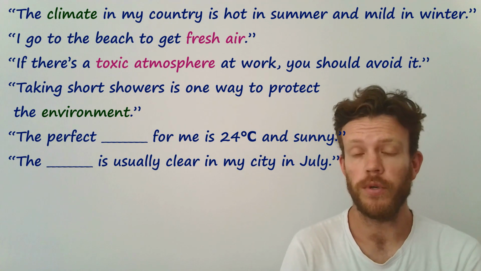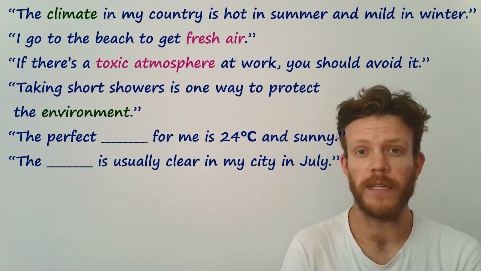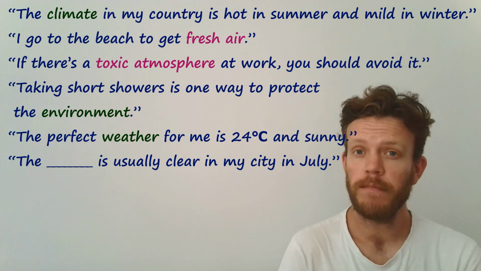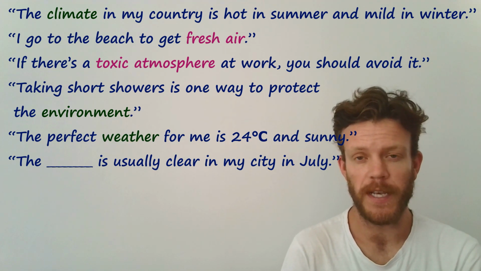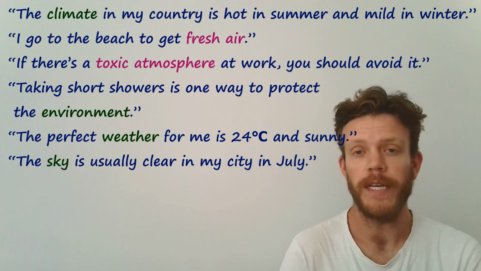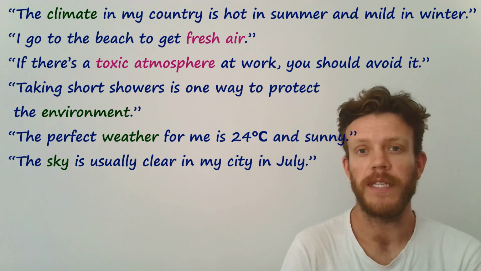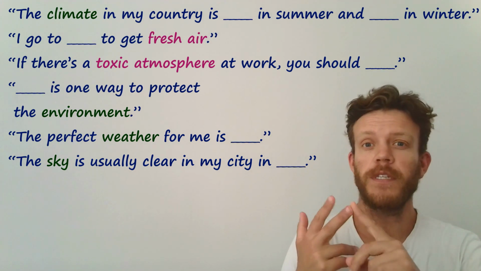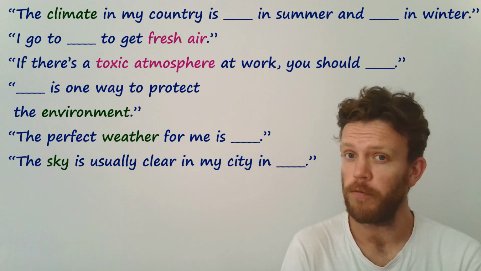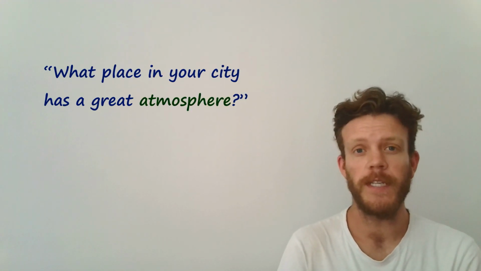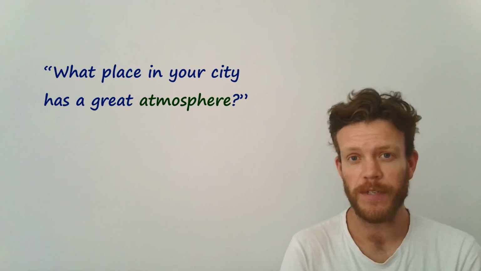Then taking short showers is one way to protect the environment. The perfect weather for me is 24 degrees and sunny. And finally, the sky is usually clear in my city in July. So now just write, say, or discuss the same sentences for you. And finally, today's question, what place in your city has a great atmosphere?